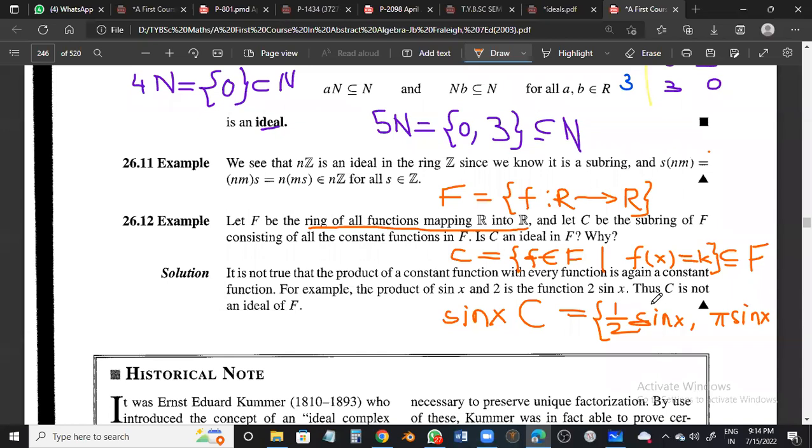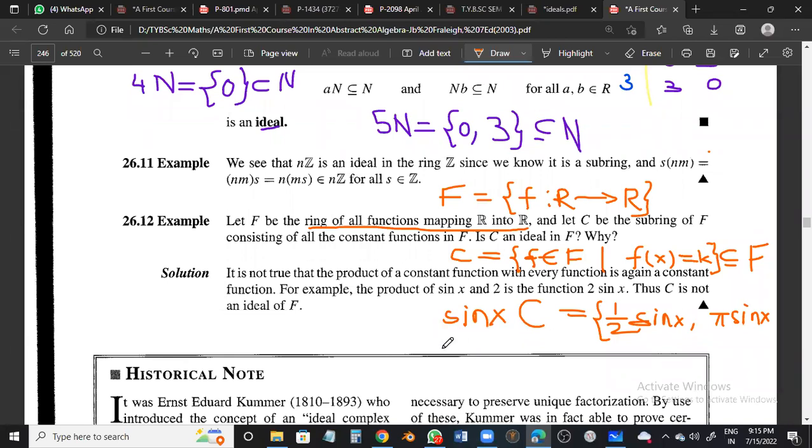What I mean by constant function: if I input some x, the value will not change, the value will remain the same. So if I input x equal to 30 degrees, what is going to happen with half sin x? It will be 1 by 4. If I input x as 90, the value will go to 1 by 2 into 1, means half. If I input x as 2 pi, what is going to happen? 0. So values are differing. They are not constant. Means sin x multiplied by C cannot be a subset of C itself. C contains only constant functions, only those functions whose output is constant. So half sin x is not going to produce a constant output, neither will pi sin x. So it is not possible at all.